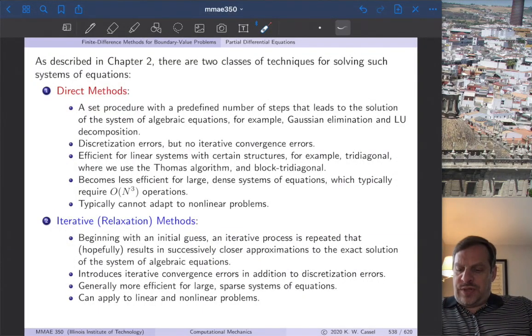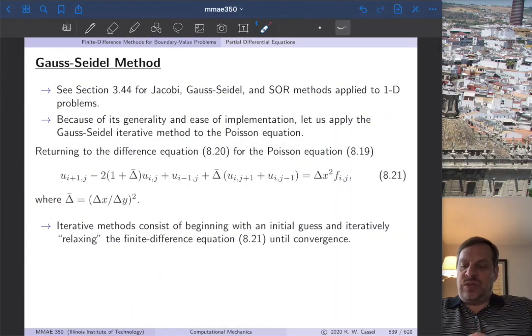Okay, so in our last video we were discussing two main techniques, direct methods and iterative methods, for solving the systems of equations. Remember, this is step 3 of the numerical solution procedure. And we're going to focus our attention on iterative methods as they're more generally applicable to large systems. They can be applied to nonlinear problems as well, and so that's the most popular technique. So we're going to focus on Gauss Seidel, which you'll remember from the 1D case.